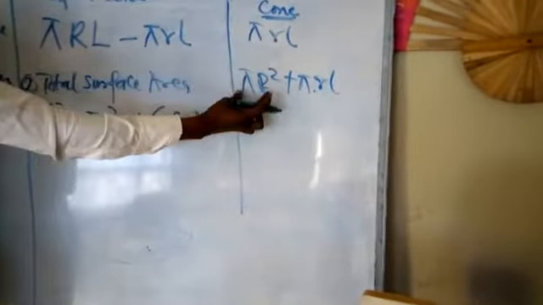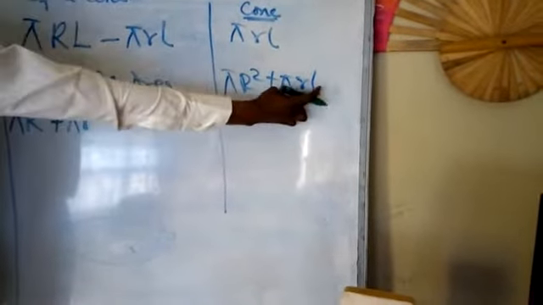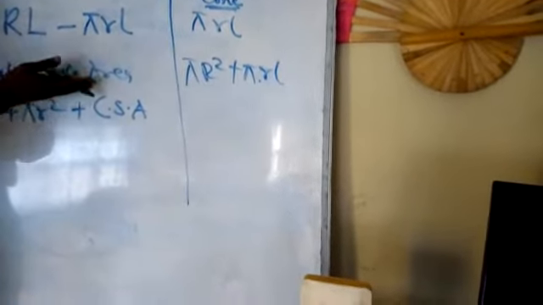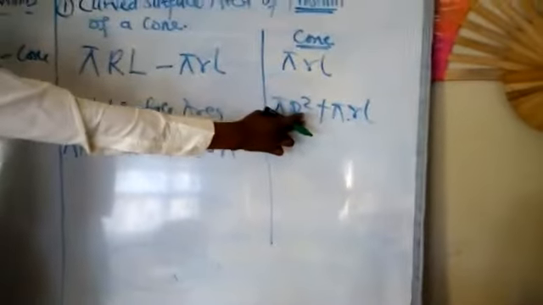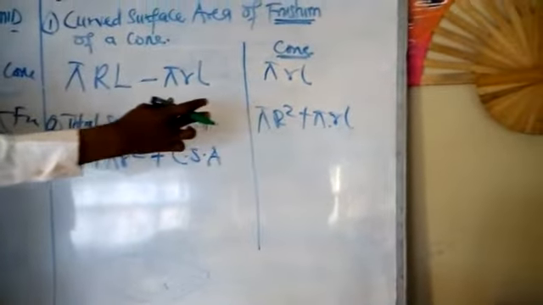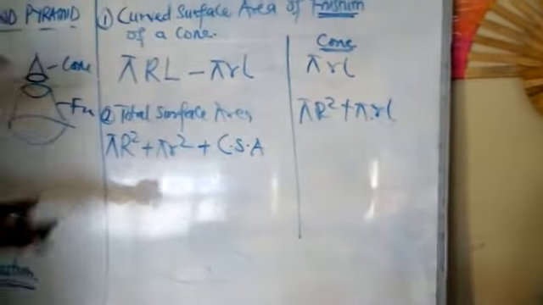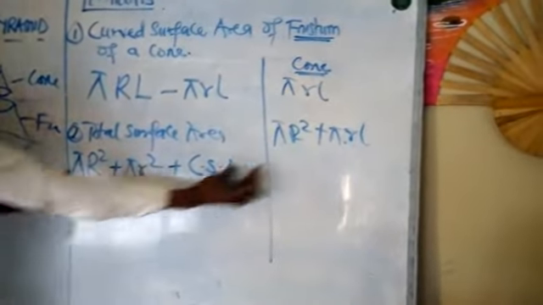You know for a cone, you only have one circular base. That's why you have πr² plus the curved surface area. This is the curved surface area of the cone. But for the total surface area of the frustum, this will now replicate itself, because we have a circular shape at the top and we also have a circular shape at the bottom. That's why you now have πR² plus πr², which is representing this.